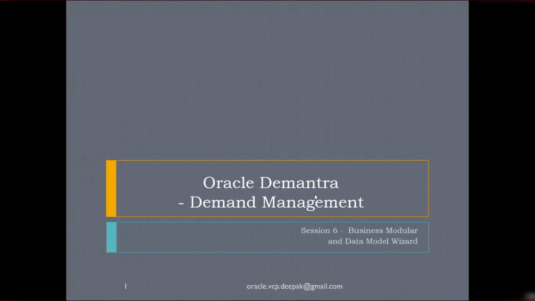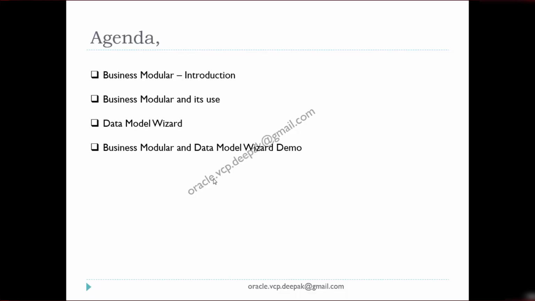So today we are going to see what is this business model, or what is the data model. Mainly we have to spend more time around the data model, like the rest of the attributes, and then we'll just have a walkthrough of a few of the options available in the business modular. So this is our agenda. We'll start with the business modular, and one of the components of the business modular is the data model.